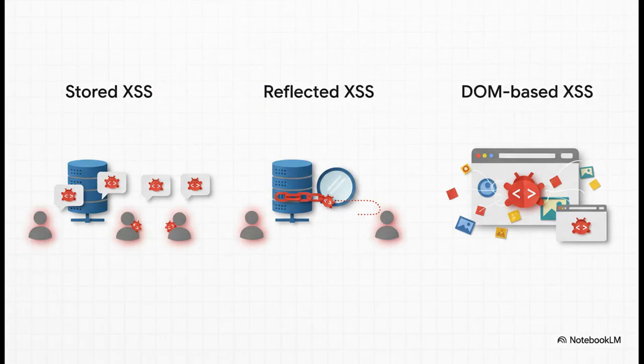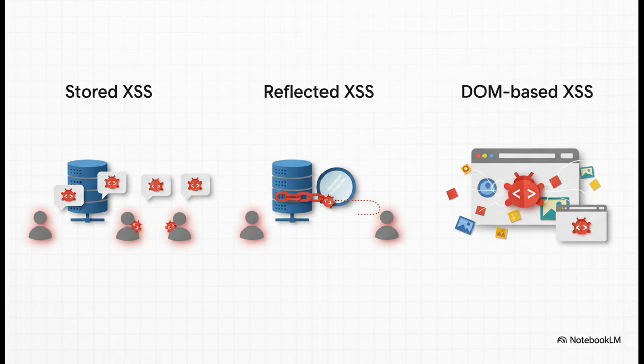Now, XSS comes in a few different flavors. Stored XSS is probably the most dangerous. That's when the bad script gets saved permanently on your server, like in a user comment. It's like a landmine waiting for every user who views it. Then there's reflected XSS, which is when a script is part of a malicious link that gets reflected back from your server to the victim.